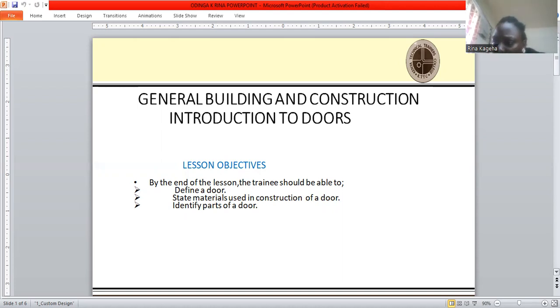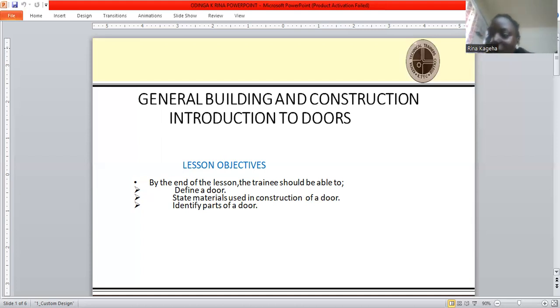So, who can remind us what types of door frames that we have? Someone to remind us, please. Types of door frames. We have wooden timber door. Yes. We have steel door.